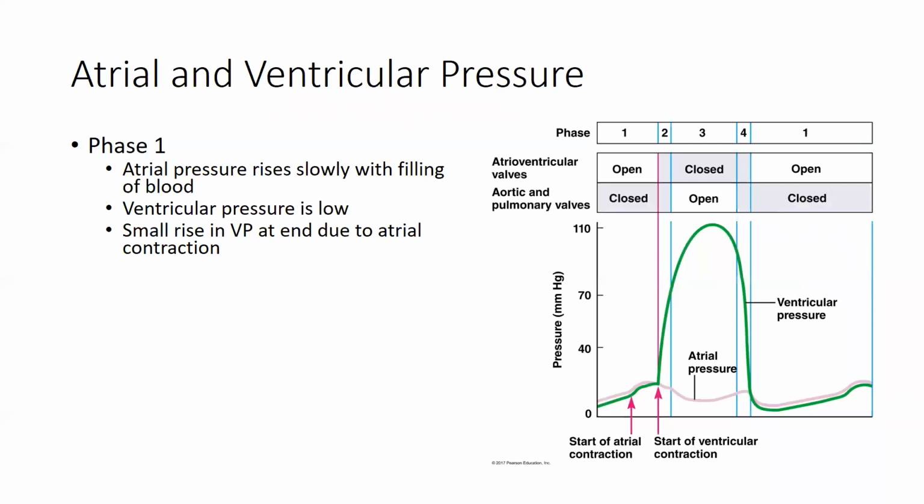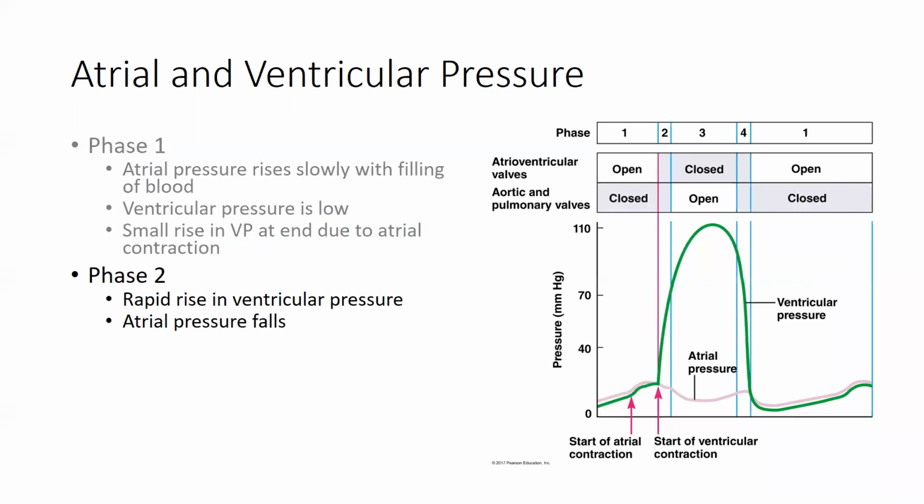Ventricular pressure is going to be low. Why do we need to keep ventricular pressure low here? To maintain what? The pressure gradient. We cannot have ventricular pressure higher than atrial pressure because that will close the AV valve and we will not be filling the chamber. Okay?